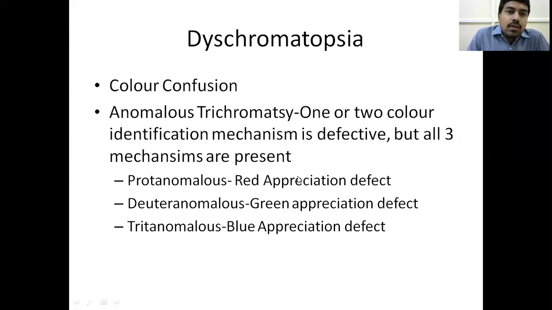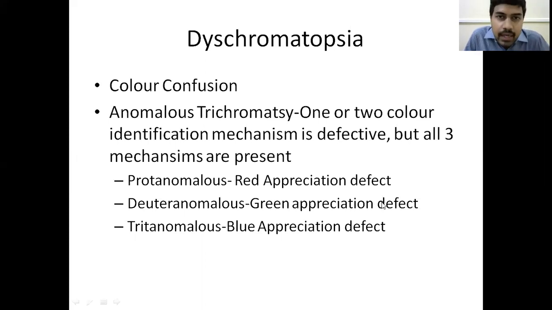Okay. So first of all, what is this dyschromatopsia? Also known as color confusion. So color confusion means, I told you, for red he'll be telling green, for green he'll be telling blue. So he'll be confused. He's able to recognize all the three colors, but he doesn't know which color is which one, which is red, which is green. So anomalous trichromacy. What this means is one or two color identification mechanisms are defective. That is, the mechanisms to identify all the three colors are present, but one or two mechanisms are defective. So protanomalous means red appreciation is defective.